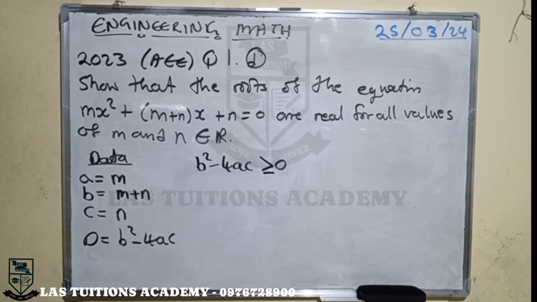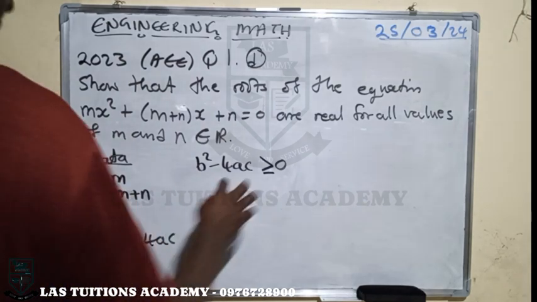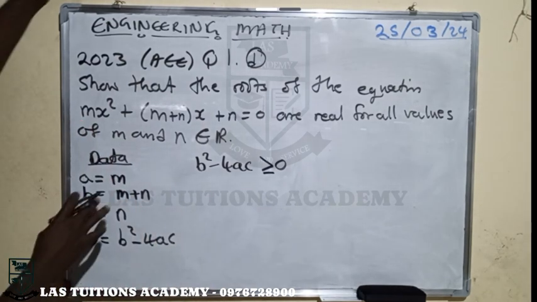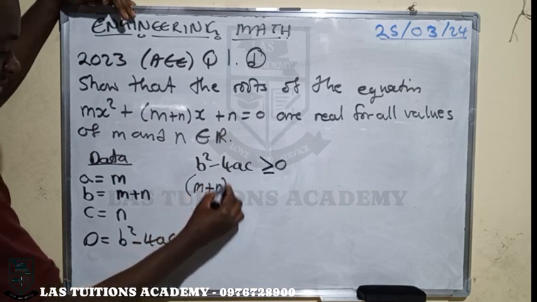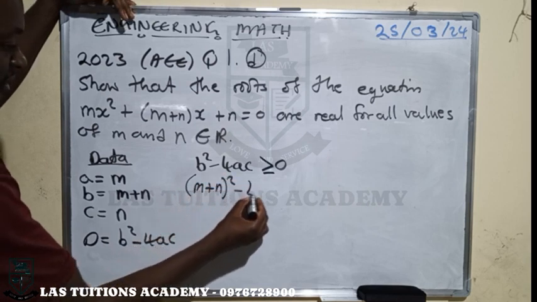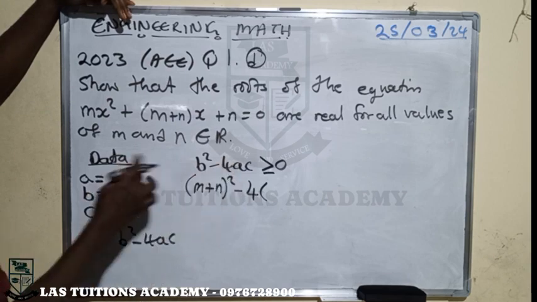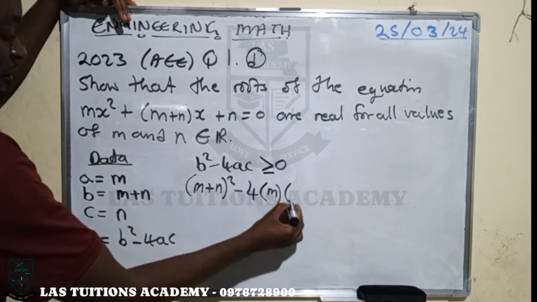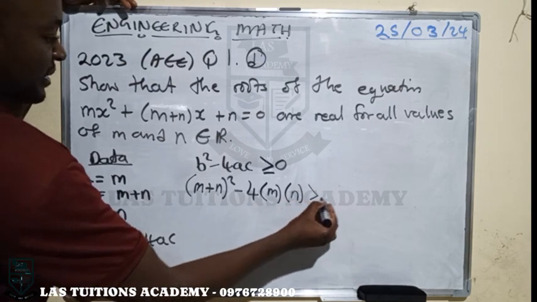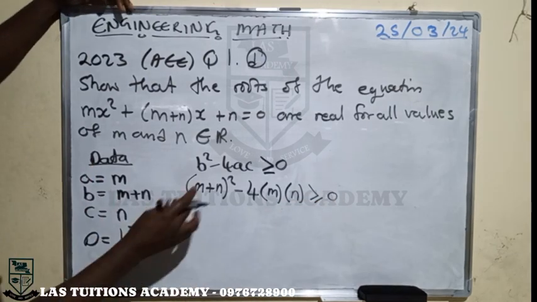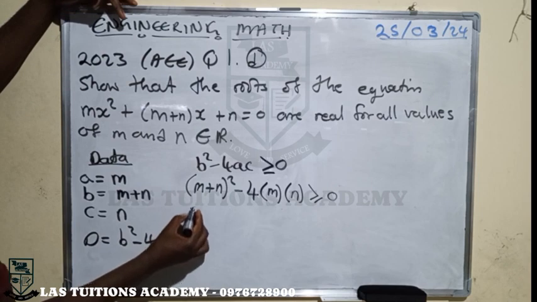So we are working out this. We get our b, which is m plus n. So I have (m plus n) squared minus 4. Then our a is m, I'm using brackets to replace, then our c is n. We're saying this should be greater than or equal to 0. So when you expand this, what do you get there when you expand that?